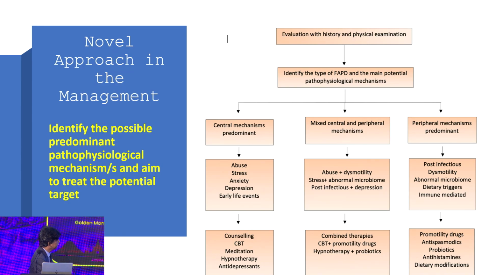So there are central predominant mechanisms, like if you find abuse, stress, anxiety, depression, early life events. So they have a different profile. If you have mixed central and peripheral mechanisms, such as abuse, dysmotility, stress, abnormal microbiome, post-infectious abdominal pain, depression, they are different. If you have peripheral mechanisms, like involvement of the intestine in various ways, like post-infectious, dysmotility, abnormal microbiome, dietary triggers, immune-mediated, they need to be treated very differently.